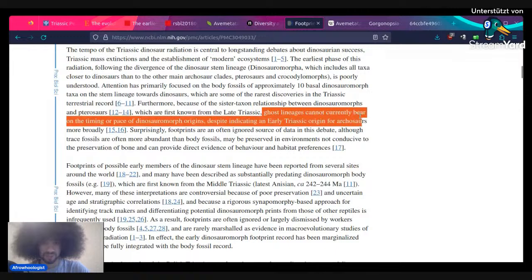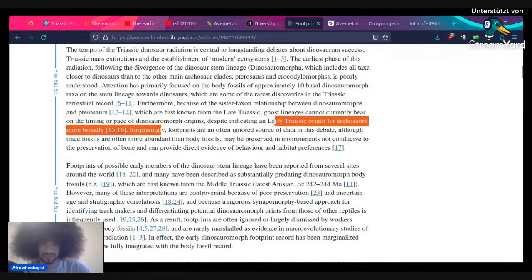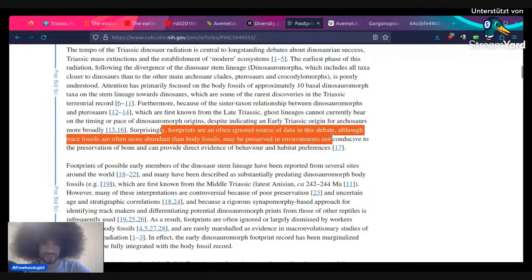So ghost lineages cannot currently bear on the timing or pace of dinosaur morph origins, despite indicating an early Triassic origin for archosaurs more broadly. Surprisingly, footprints are an often ignored source of data in this debate, although trace fossils are often more important than body fossils. That's because when you're dealing with footprints, you don't know what creates those footprints. When you have a single three-toed or four-toed footprint, anything can make that footprint. You don't know how flesh is distributed on the foot of a synapsid versus a diapsid in the early Triassic. We don't have fresh tissue preservation.